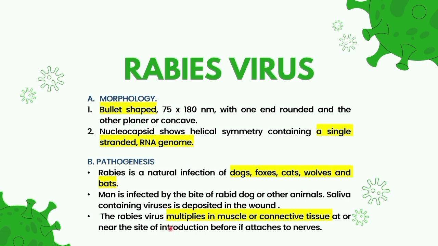Next, after this virus enters our body, it initially multiplies in the muscle tissue or connective tissue near the site of the bite, and it then attaches to the nerve endings. This virus will travel along peripheral nerves toward the central nervous system, that is the brain and the spinal cord. Once it reaches the brain, it causes inflammation of the brain, known as encephalitis. From the brain, the virus may spread to the salivary glands, enabling further transmission.